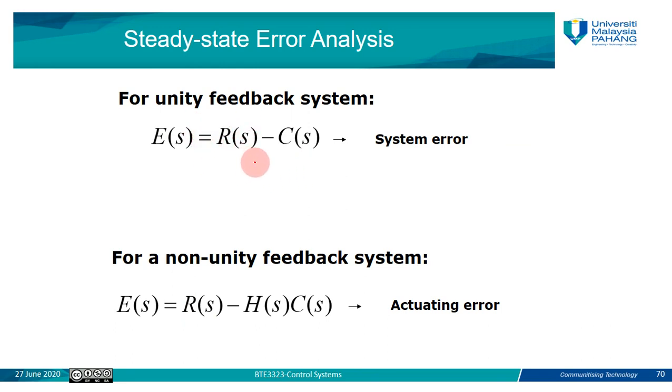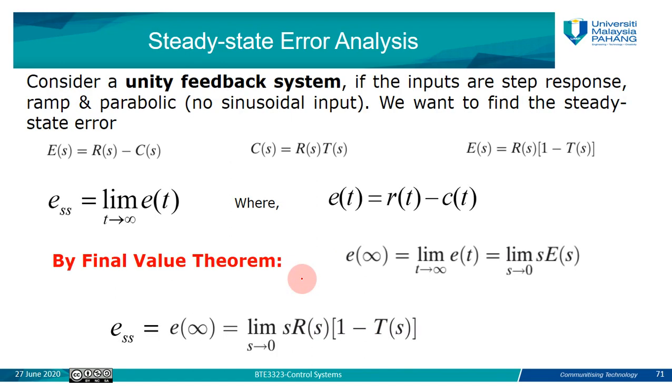So for unity feedback, with this output as we already mentioned, we said E(s) equals R(s) minus C(s). For non-unity feedback, E(s) equals R(s) minus H(s) times C(s). We said we can find the steady state error by using either of the two types of transfer function, either G(s) or T(s). We may use G(s), we may use T(s). Both can. In the case of using the closed loop transfer function, T(s), we are going to use these equations.